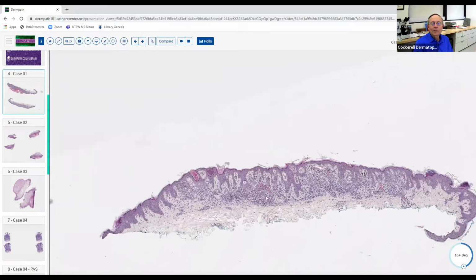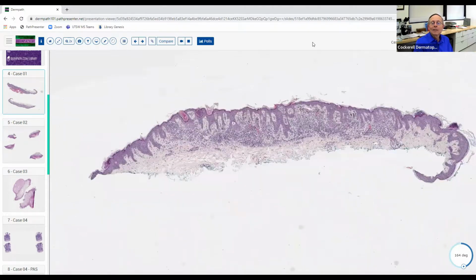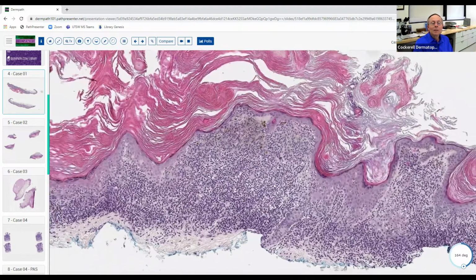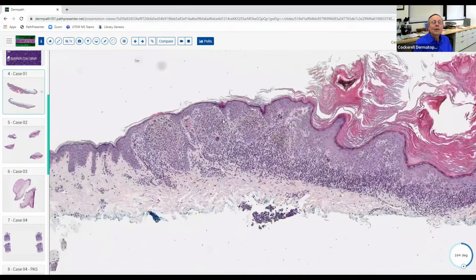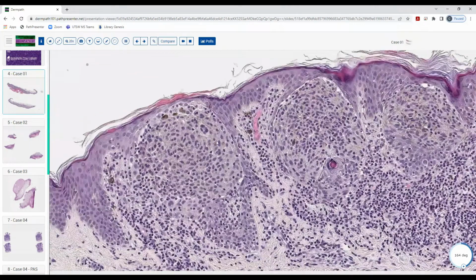Yeah, good. That's good. If you just look at low power, you say, wow, the epidermis is kind of thickened. It looks like a seborrheic keratosis a little bit. And then you look at this other side over here, and it looks a bit like a seb K. But then you start looking in areas like over here. Did you notice these cells here?